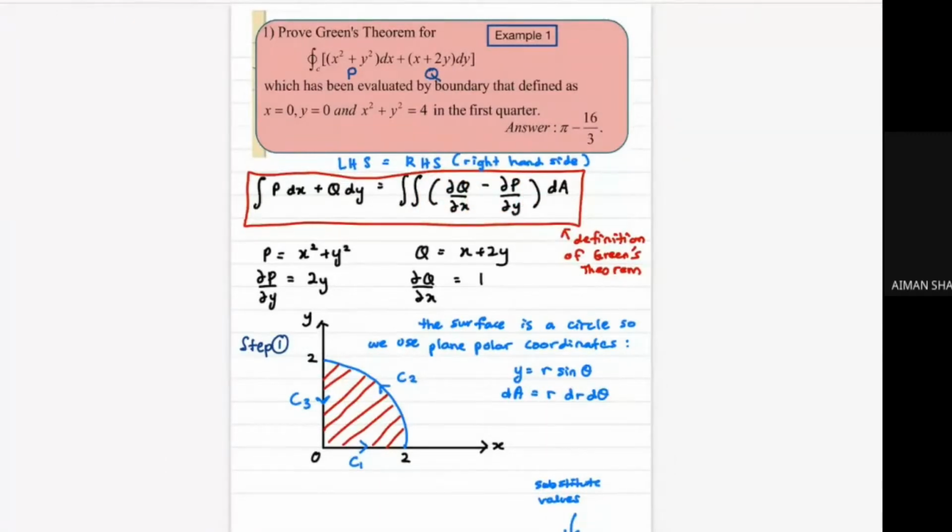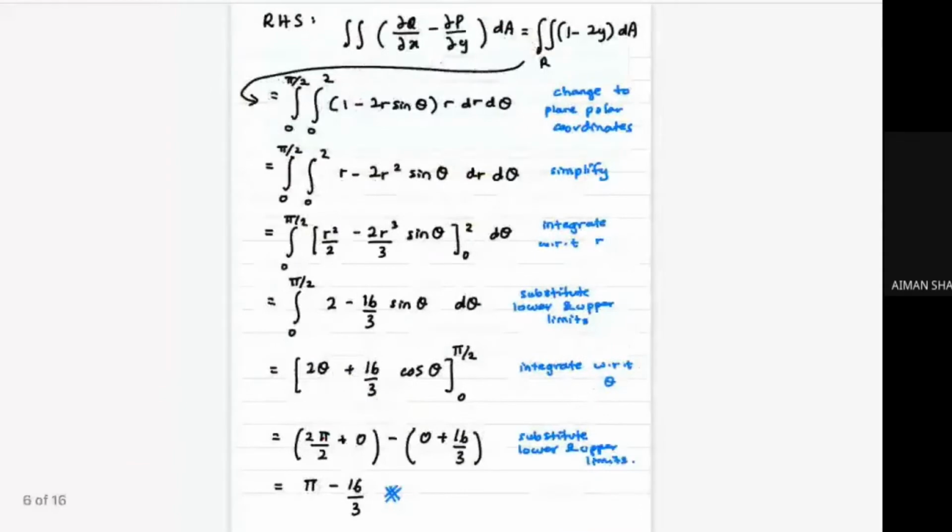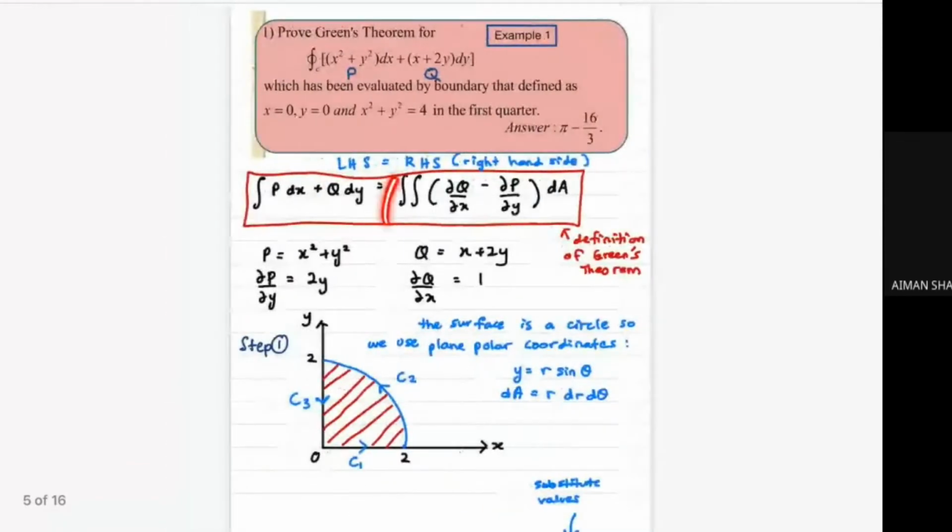Before you solve the left hand side and the right hand side, just take out all the information. You can see here the surface is a circle, so we use plane polar coordinates. For a circle, y is equal to r sine theta, and dA is equal to r dr d theta. Now let's continue and solve for the right hand side. So this is the right hand side.